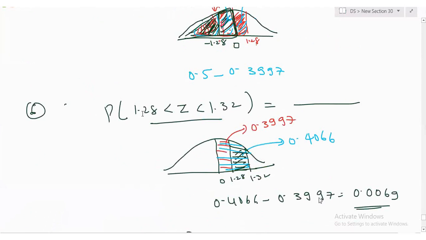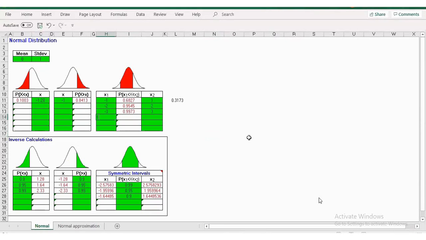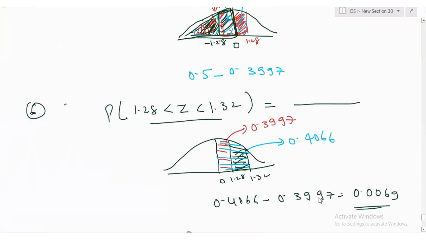Next one. The area between these two. Where I need to go? Third one. 1.28 to 1.32. Yeah, perfect. Matching? It's a minute.